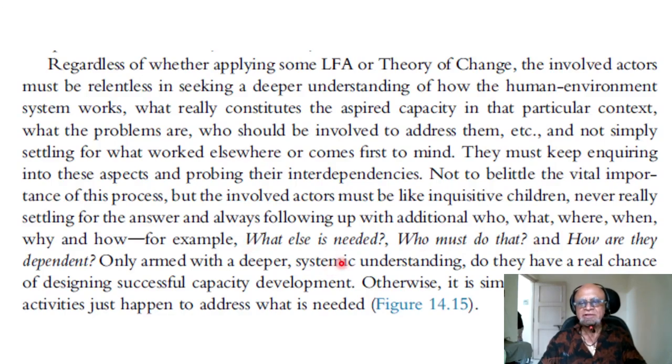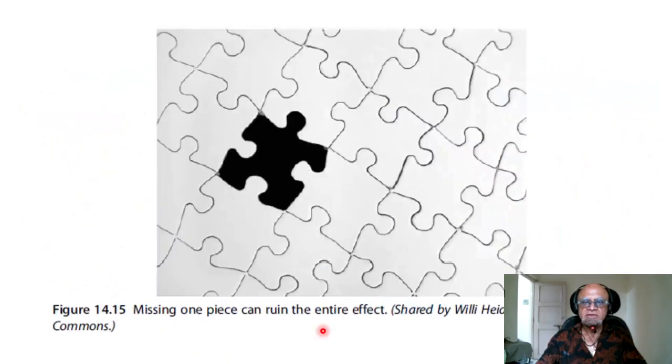For example, what else is needed, who must do that, and how are they dependent. Only armed with a deeper systemic understanding do they have a real chance of designing successful capacity development. Otherwise, it's simply dumb luck if the activities just happen to address what is needed. So that is shown here.